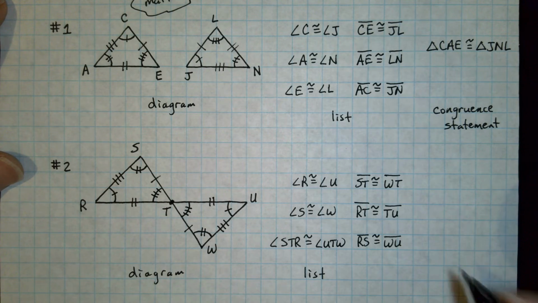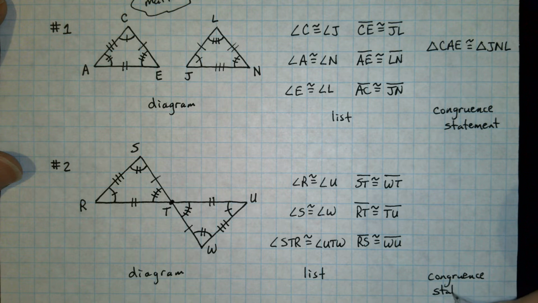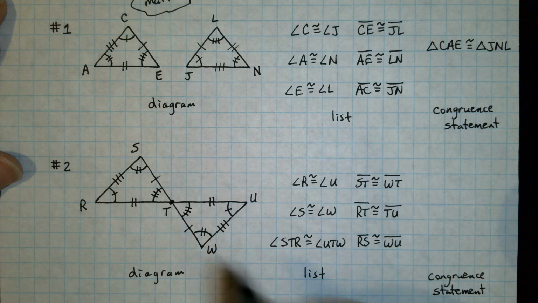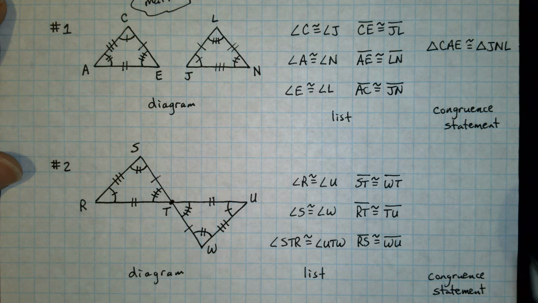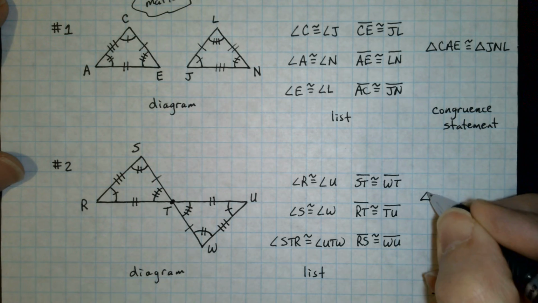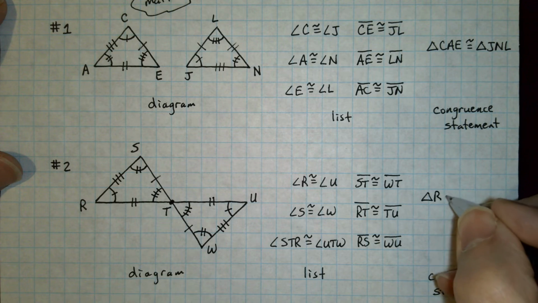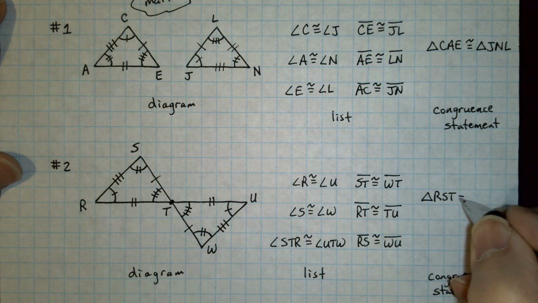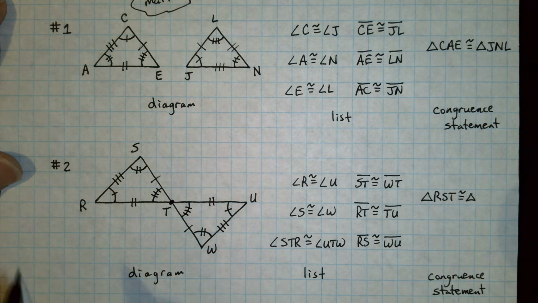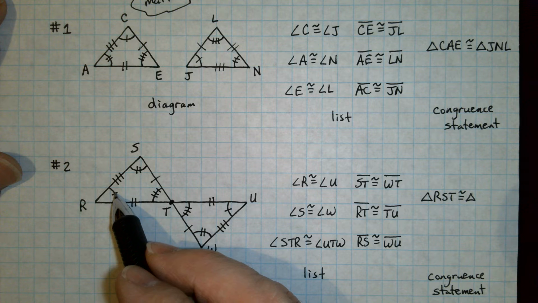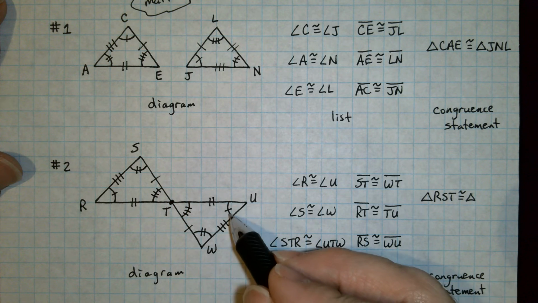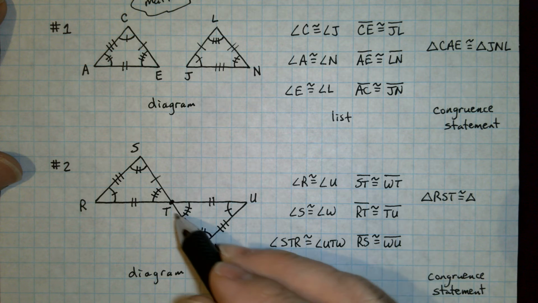Our congruent statement will also be affected since one letter, this point, is in both triangles. Our congruent statement will have one letter that's repeated. So when I name the triangle on the left, let's say RST. When I name the triangle on the right, I have to follow that order, and I will notice that a letter gets repeated. I went from the angle with 1 mark to 2 to 3. If I go 1, 2, 3 over here, that's U, W, T.